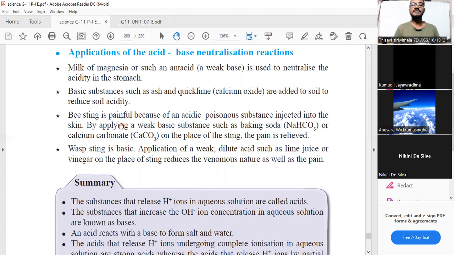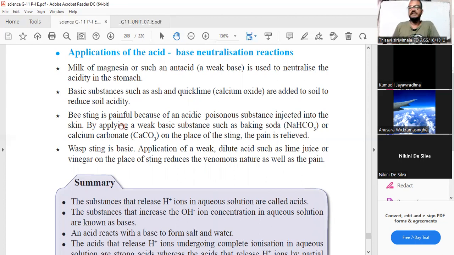Right. Bee sting is painful because of an acidic poison. So after removing that particular poison gland, we have to apply a weak base there. If baking soda is mixed with a little water and applied, there will be a relief in the pain because the acidic poison will be neutralized by the baking soda.